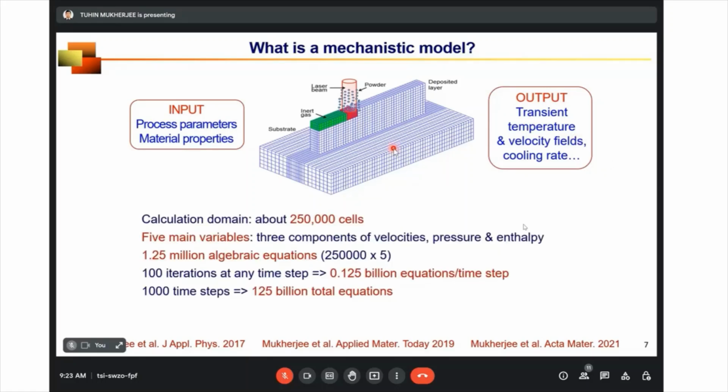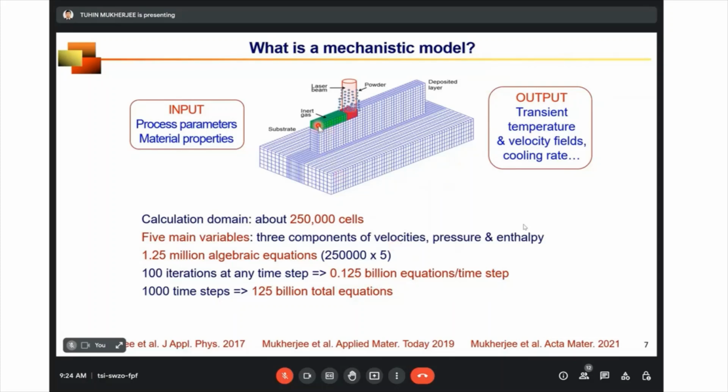Let's say you are depositing a 1 centimeter long track. That's your solution domain that typically has around 250,000 cells. Cell means these small control volumes. And you are solving for five main variables: three components of velocity of the molten liquid, pressure, and enthalpy, from which we can calculate the temperature. So at the end, you are solving around 1.25 million algebraic equations. And it's a numerical solution, so you need to do iterative calculation to get good convergence. So let's say you are doing 100 iterations, so at the end it's 0.125 billion equations.